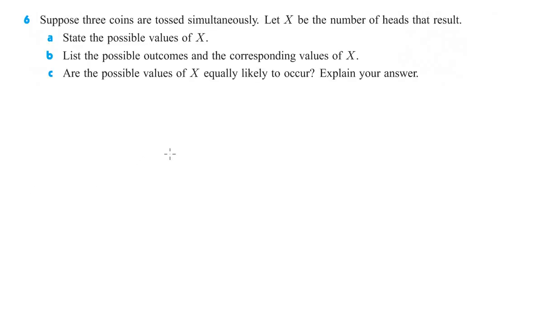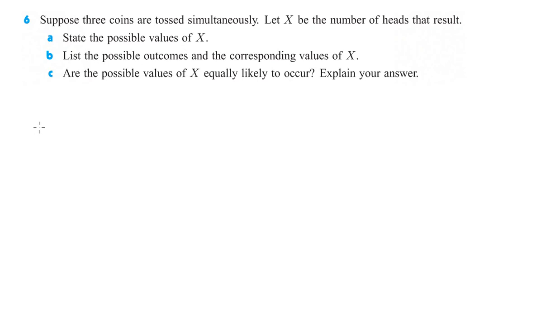Last one we're going to take a look at here is number 6. Suppose 3 coins are tossed simultaneously. Let x be the number of heads that result. State the possible values of x. They're not asking us to make a tree diagram, but it might help us better understand this, so I'm just going to do that really quick.